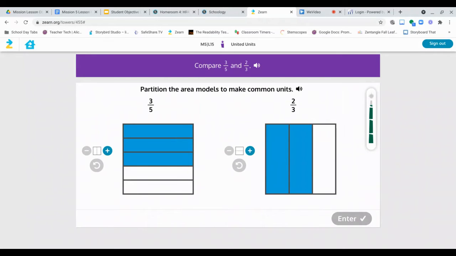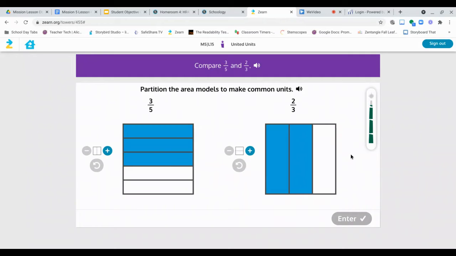All right, here's the key. When we want to find a common unit, or in this case, we're also going to call it a common denominator, we need to partition or decompose each of the fractions. How do you determine how much you decompose it? Well, we need to decompose it so we have the same number in each. So our denominator, the total number that we have, not the number shaded, is the same in each.